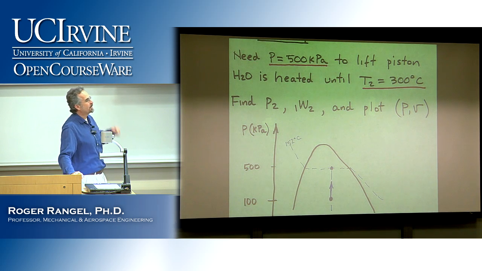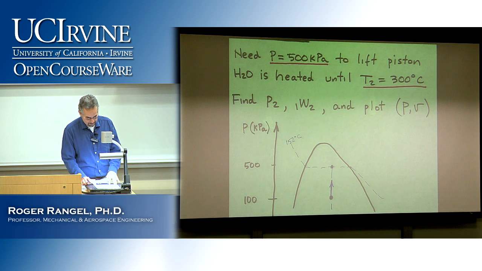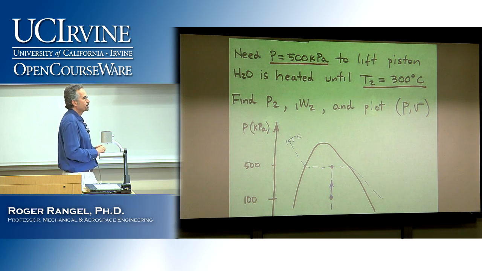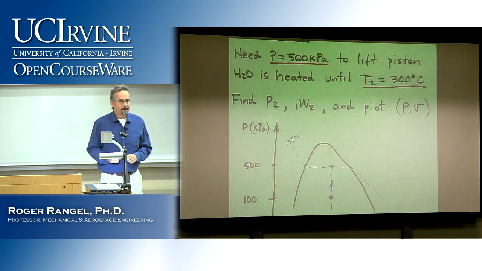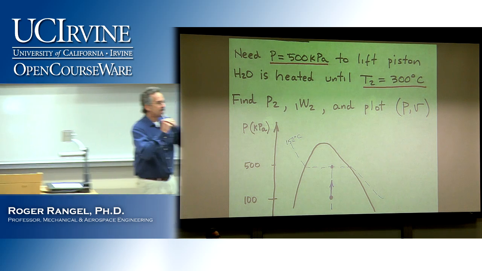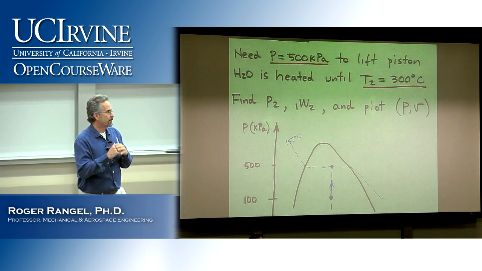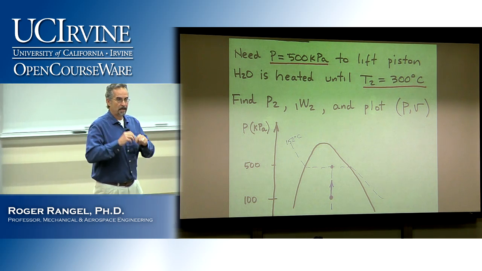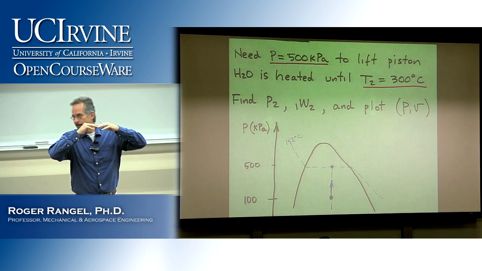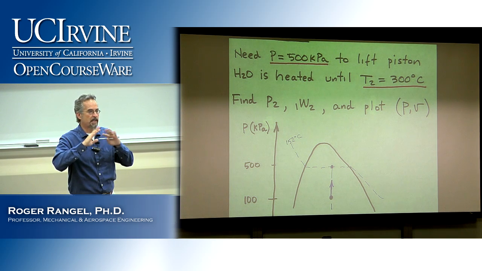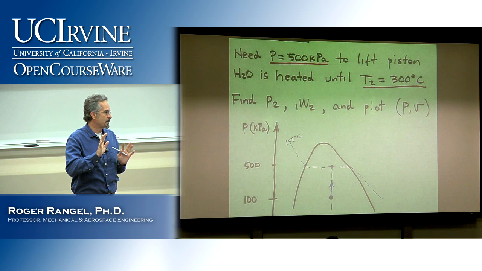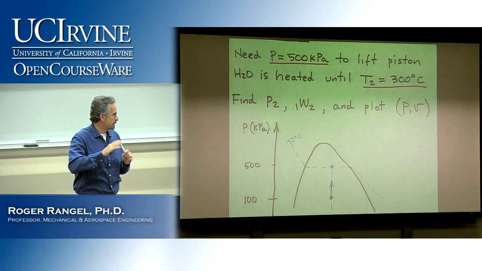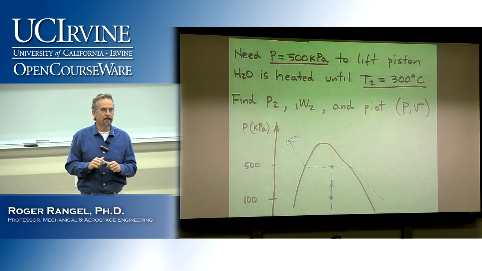And since I'm still heating this up, what happens next? I'm still heating this up. Now I reach the pressure at which the piston can lift. So now, lift off, right? That piston starts rising. Remember, all of our problems are in quasi-equilibrium, so everything is happening nice and slowly. So the piston starts moving up.